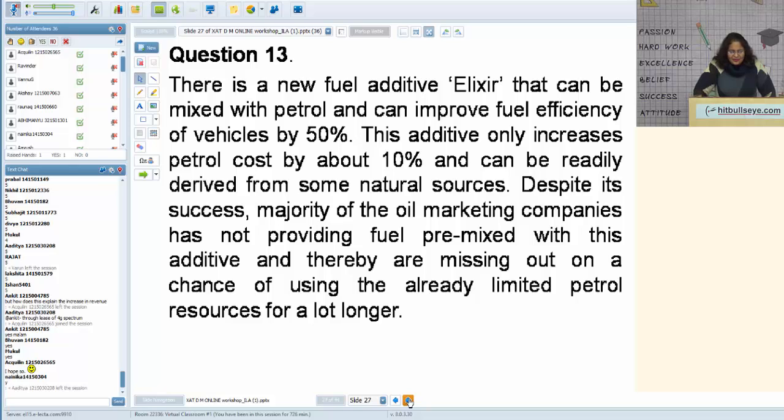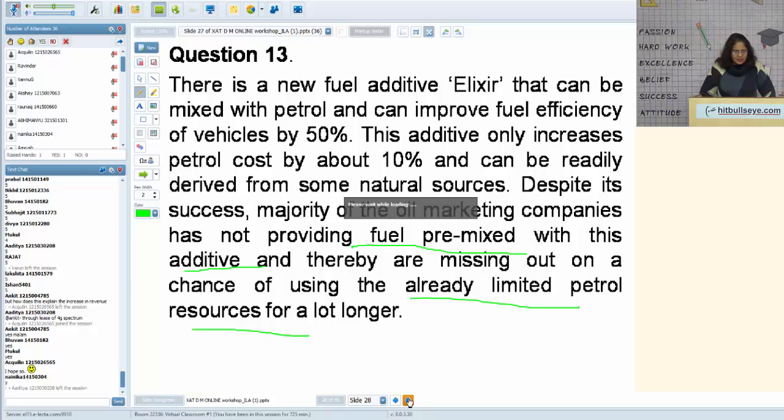Okay, so we have elixir, the Amrit there, and it can improve fuel efficiency of vehicles by 50%, and this additive only increases petrol cost by about 10% and can be readily derived. So very easily derived, and it can improve the fuel efficiency, reducing the petrol cost. That's something which we all need. Despite its success, the oil marketing companies have not provided fuel pre-mixed with this additive. So they are missing out on a chance of using the already limited petrol resources for a lot longer.